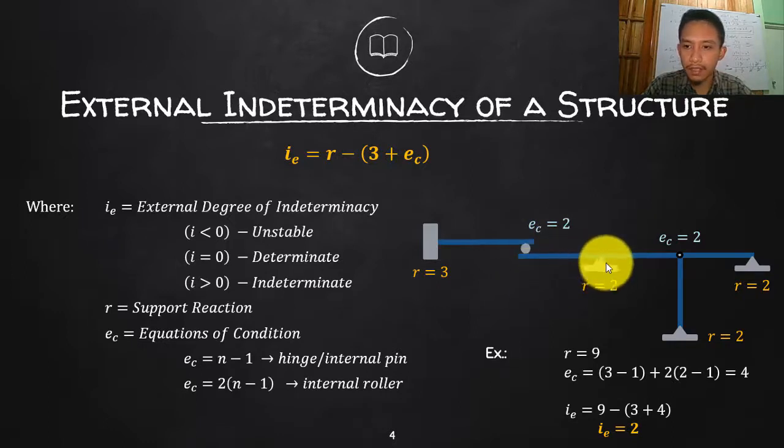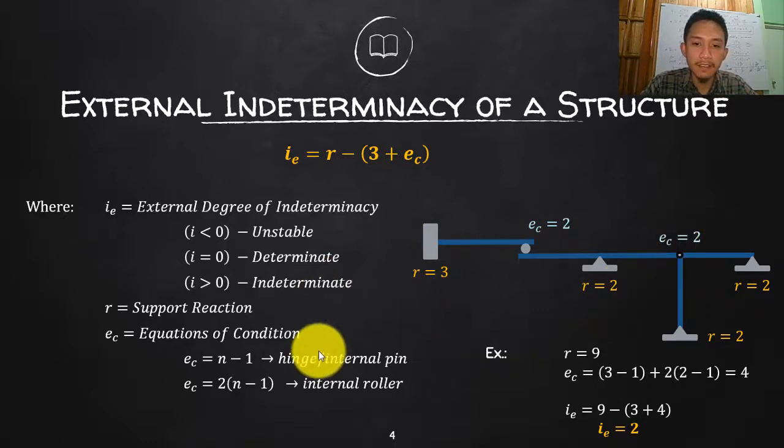For example, this is a pin support. Why? Because it is carrying whatever is carried by the members. But this roller here is just to transfer whatever is carried in this left side to the right side, or vice versa. So that is just a condition. That is not actually an external support. That is internal, or we call that one the equations of condition. And we have here also hinges, or we call that one the internal pin.